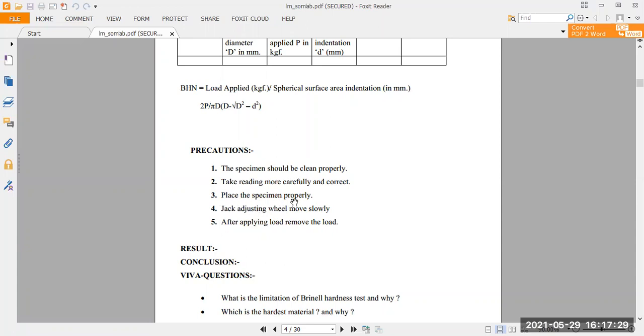Now, place the specimen properly, which means the specimen should be placed just at the center of the machine, not at the side, and the impression should be taken more or less at the center of the machine itself. After the impression, all the work is complete, and it is to be ground to finish, again making it perfectly flat. The jack and wheel alignment should be moved slowly, not in a hurry. We should move it until the indenter just touches, and then stop the movement. Then after applying the load for a certain time, say 10, 15, or 20 seconds, you will slowly remove the load itself.